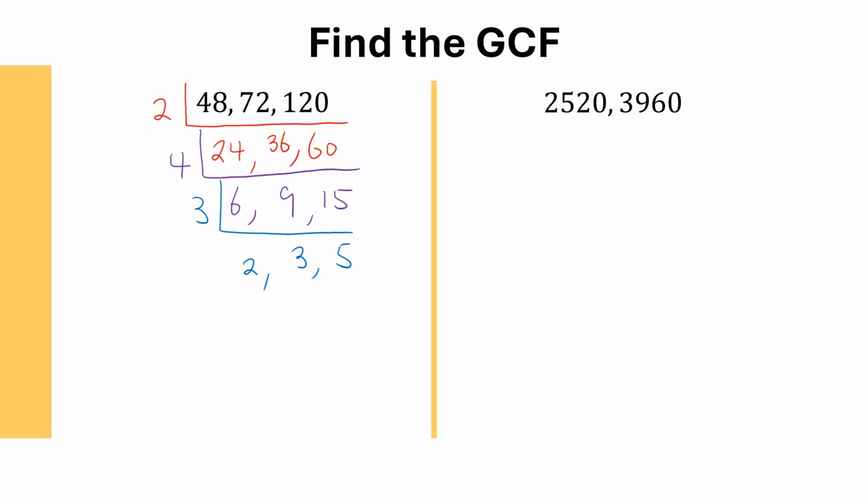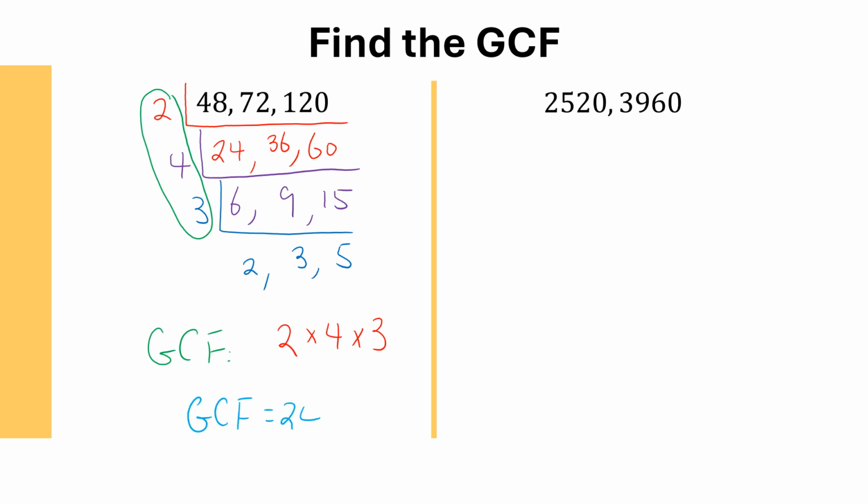So to find the greatest common factor, all you have to do is take those numbers which are outside the cake, 2, 4, and 3, just on the side, and multiply those three numbers. So we have 2 times 4 times 3. So 2 times 4 is 8. 8 times 3 is 24. So therefore, the greatest common factor for this problem is going to be 24.